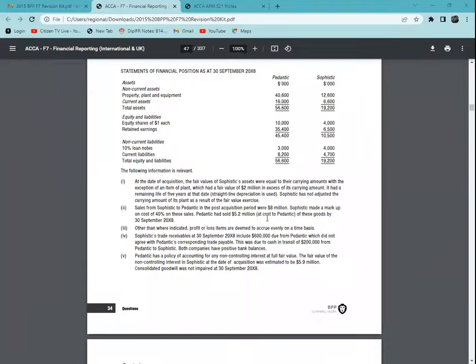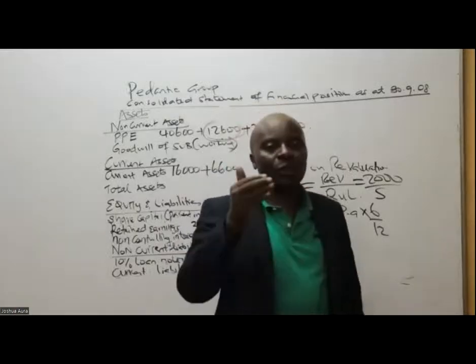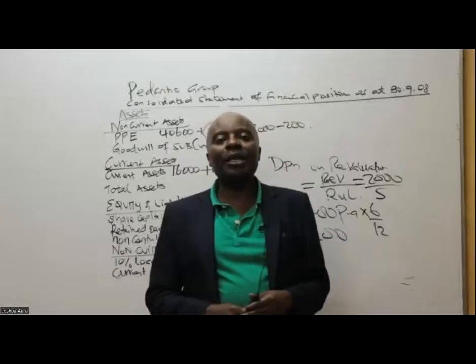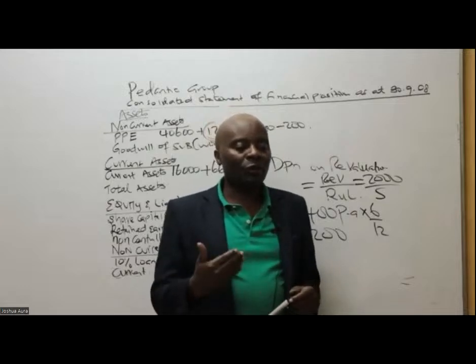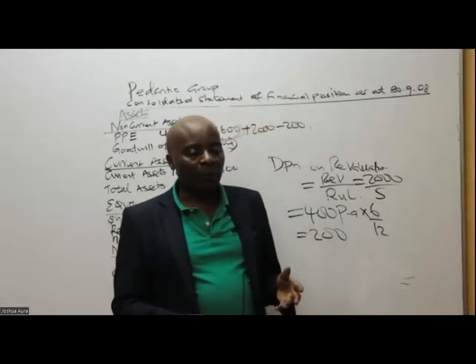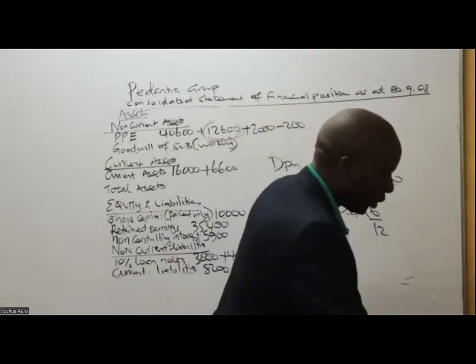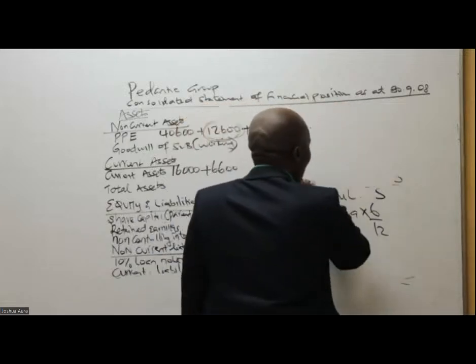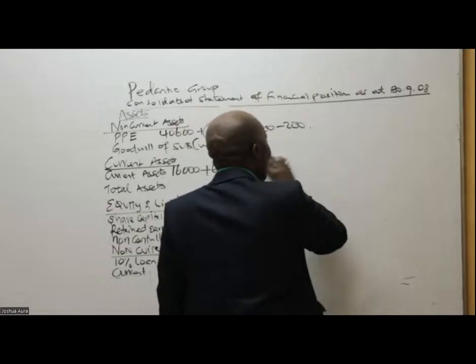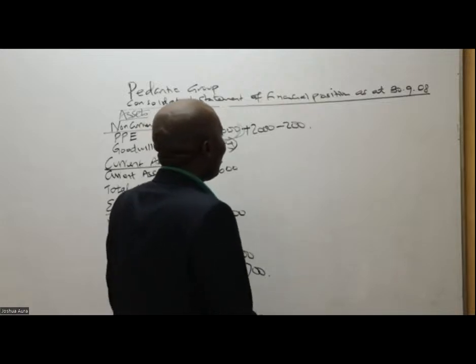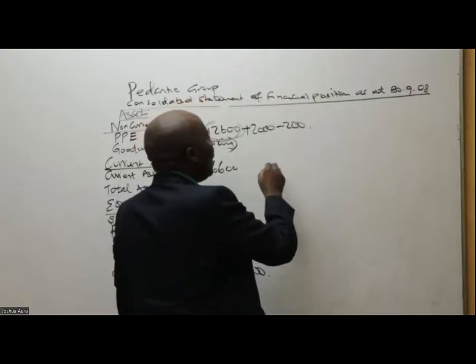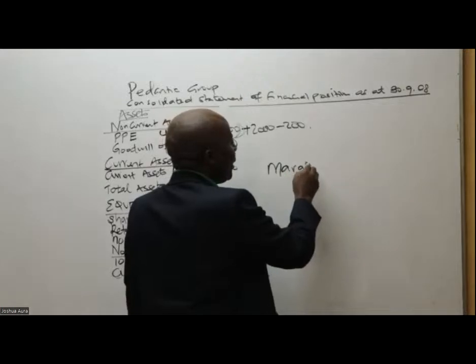We are told that Sophistic made a markup on cost of 40%. In group consolidation, when I see the word markup, I should know that markup is an enemy of progress. Markup is an enemy of progress. Whenever I see markup, I can see some low-hanging fruit. This examiner will give me some marks there. Whenever I see markup, I must change it to margin.